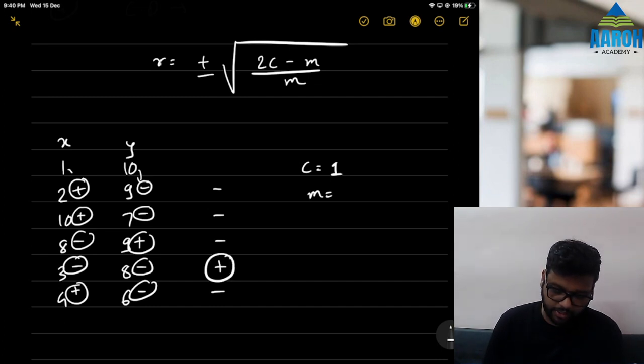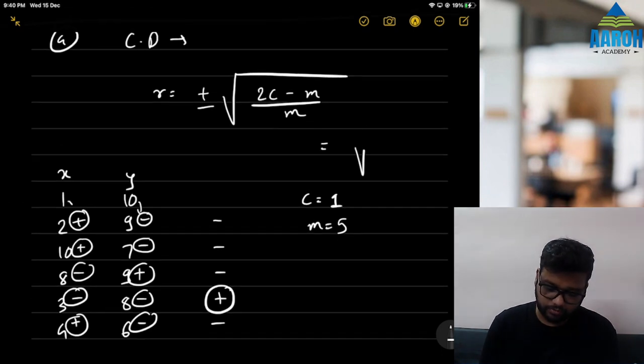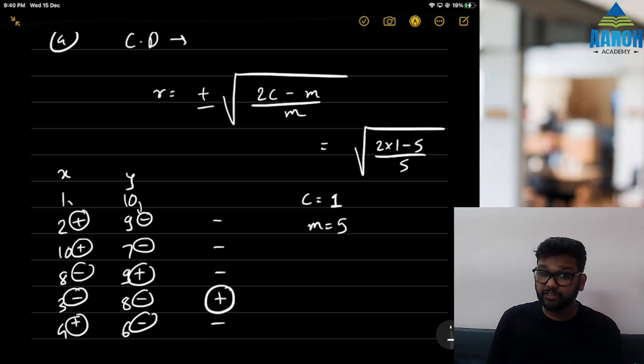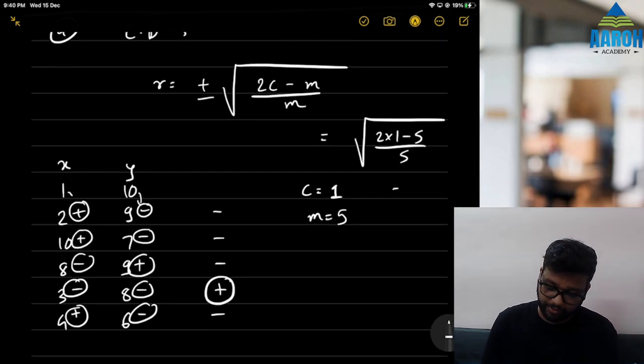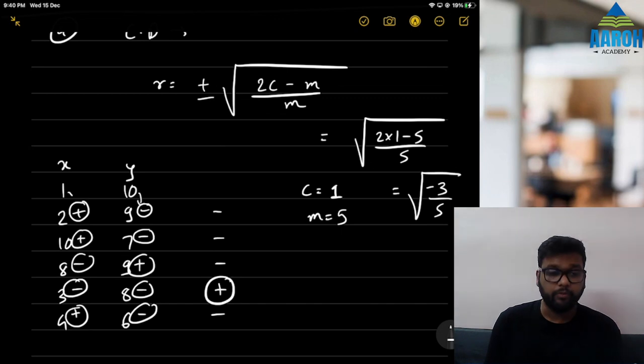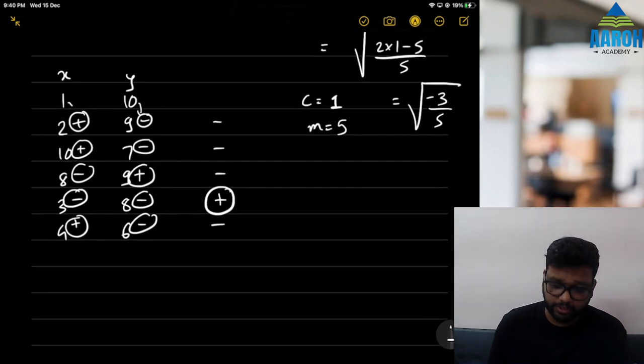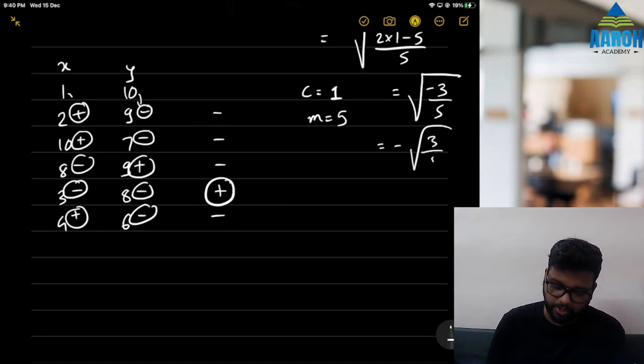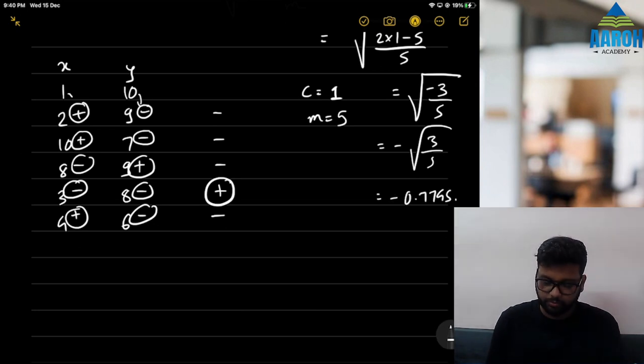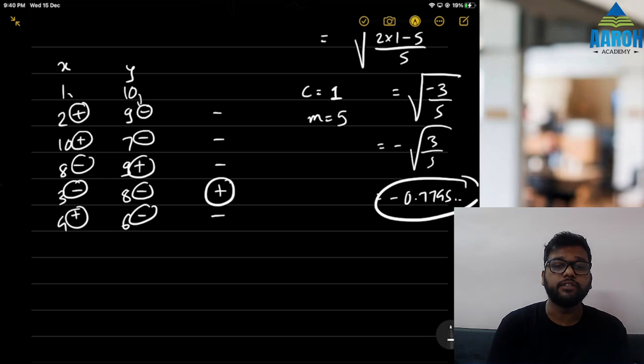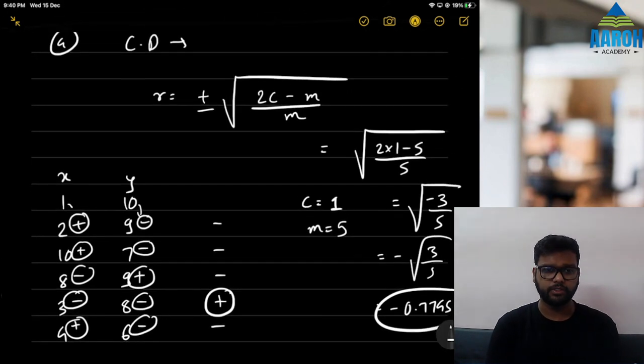Total number of deviations are called as m, which is 5. So if we put it in this formula, then we get 2 into c minus m upon m, which gives us 2 minus 5, that is minus 3 by 5. Now obviously root of minus 3 by 5 we cannot calculate because that is a complex number. So we take that minus sign outside and root 3 by 5, that is the answer. So whatever it is, minus 0.7745 something. That will be the answer to coefficient of concurrent deviations.